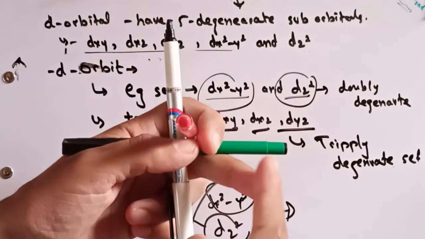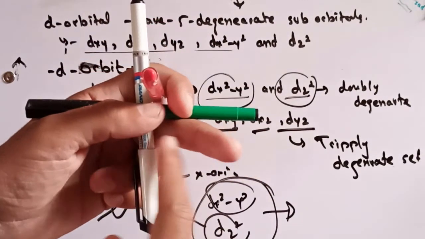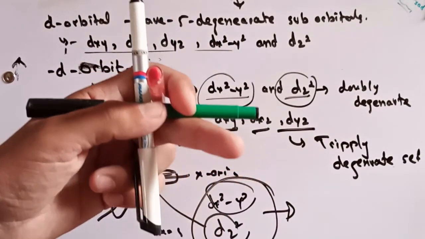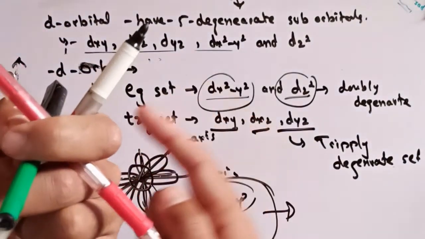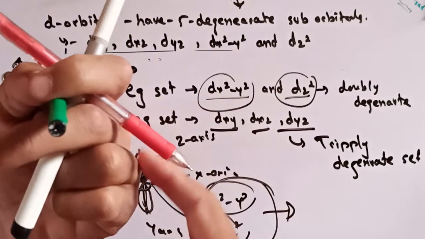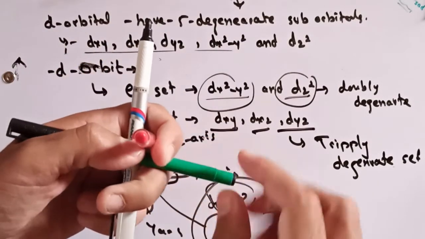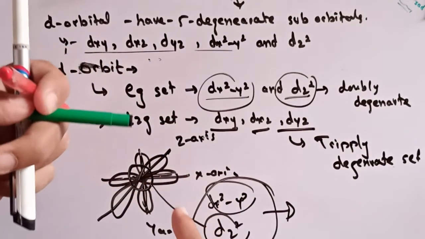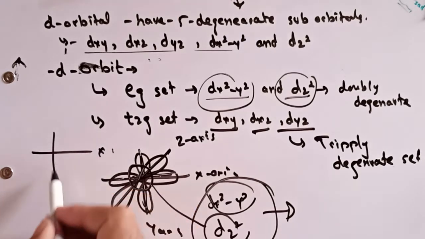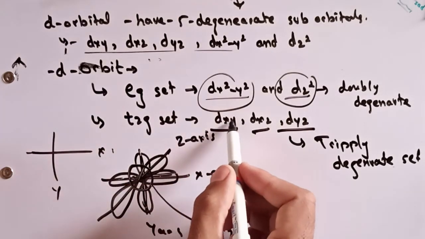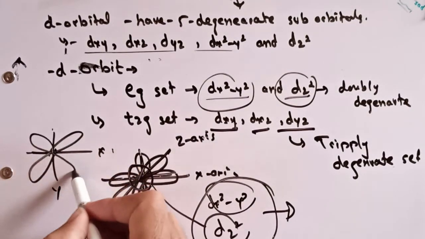Here, if one dumbbell lies on the x-axis and one dumbbell on the y-axis, this orbital is called dx square minus y square. If one lobe lies on the z-axis and the other is spherical around the z-axis, it is called dz square. These orbitals all lie exactly on the axes, while the dxy, dxz orbitals are arranged differently. That is the x-axis, that is the y-axis. The dxy orbital lies in between x and y: one dumbbell will be here and one dumbbell here.